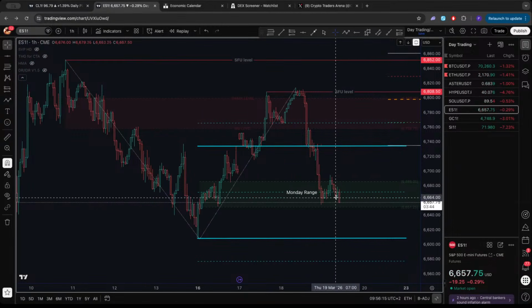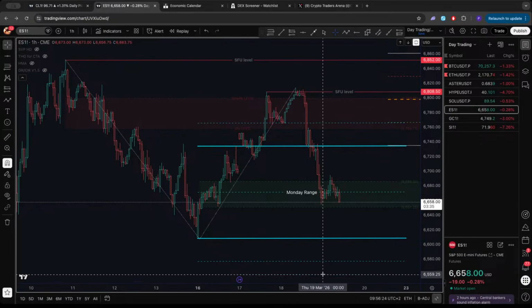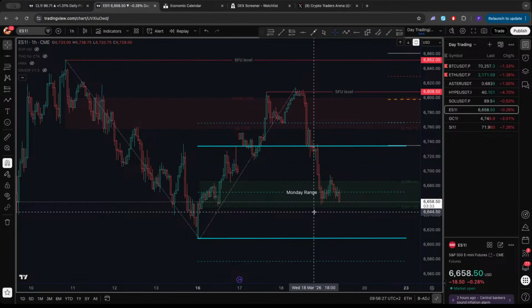Now, long reload zone, but weak. We have a location for long, but we don't have enough conditions met to long. Let's wait a little bit more. Could dump like crazy? Yes. Anyway.